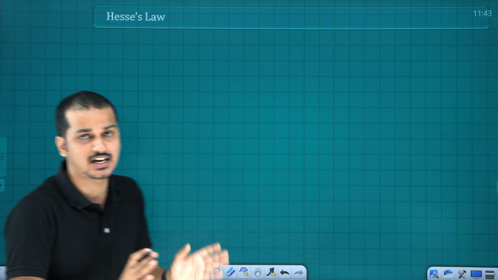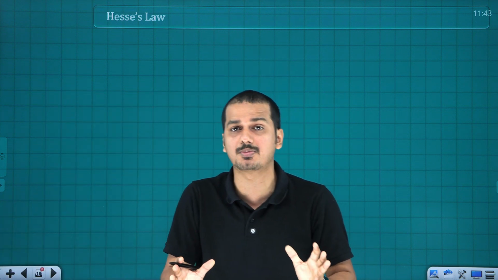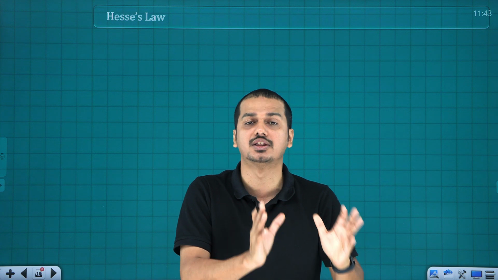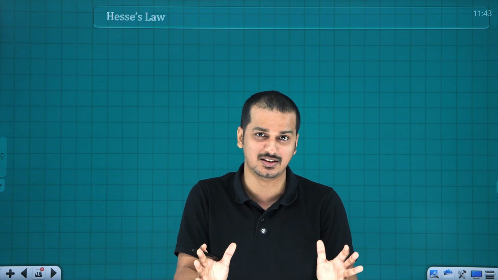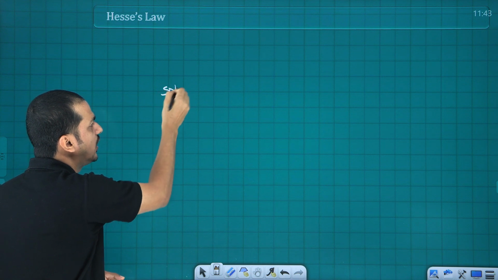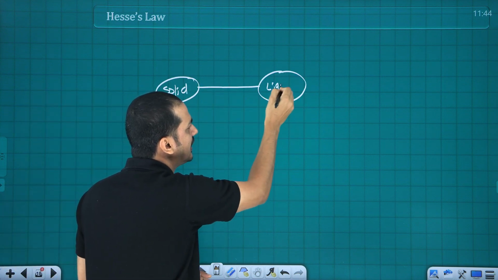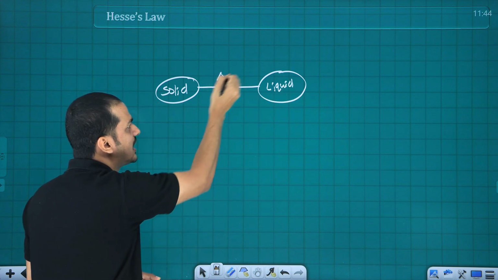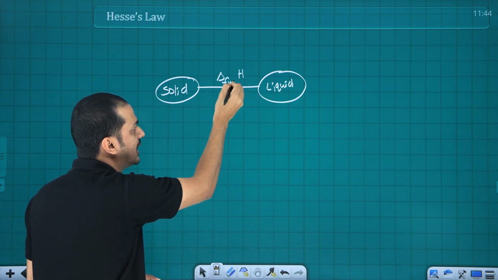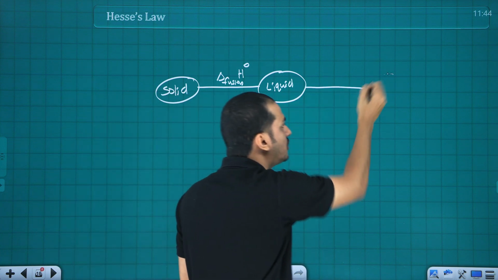Hess's law of constant heat summation states that whether the reaction takes place in a single step or multiple steps, the total enthalpy change is a constant. Remember, whenever I convert a solid into liquid at its melting point, that enthalpy change is called enthalpy of fusion.